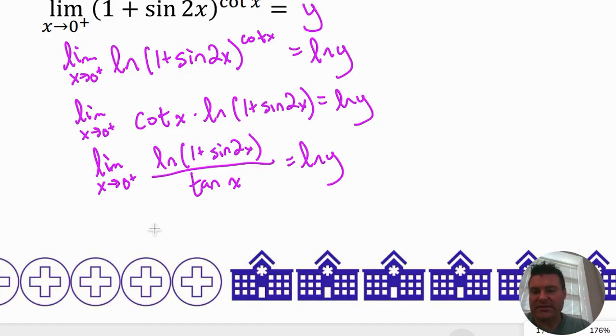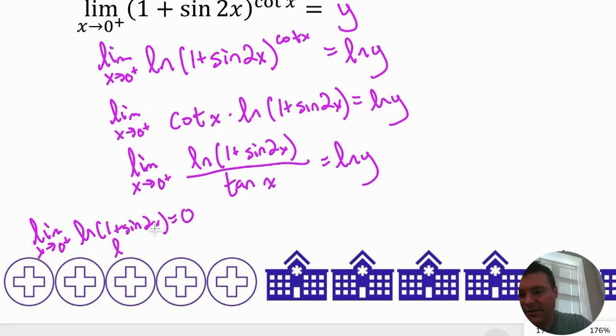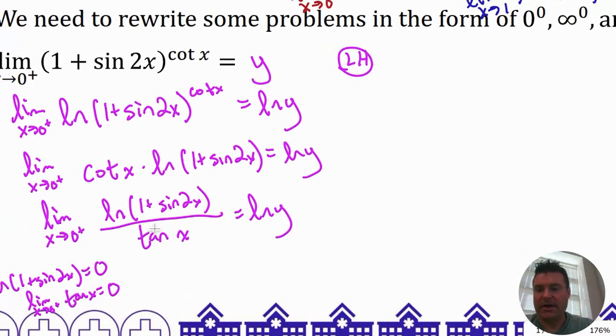So you can clearly tell that I need to use L'Hopital here, because if you look at the limit of the numerator, we end up with ln of 1, which is 0. And if you look at the denominator, hopefully you know what tangent of 0 is. If you don't, luckily I do. It's going to be 0. I can go ahead and use L'Hopital, so I'm going to note that right up here. So we're going to do L'Hopital.